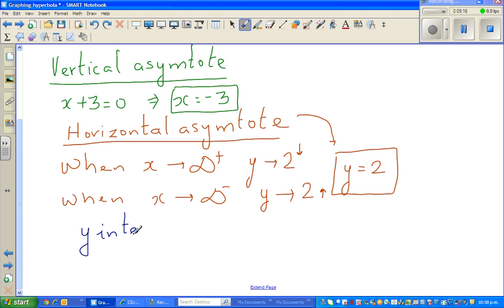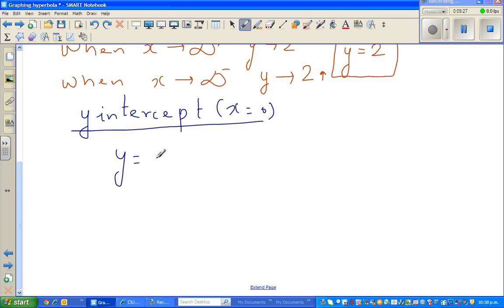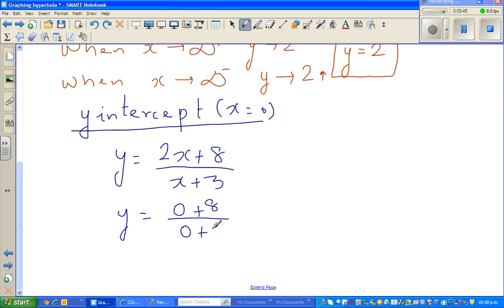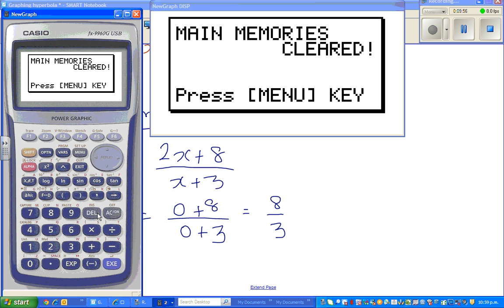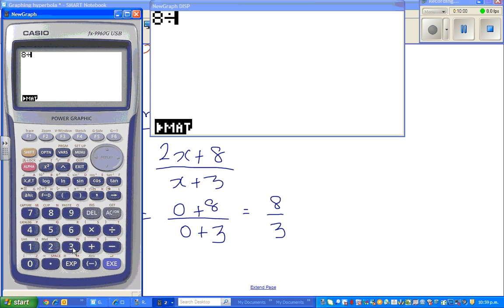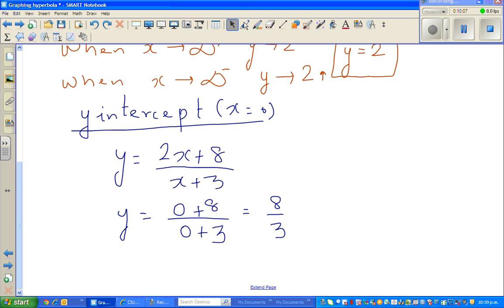You know that the y-intercept is when x is equal to 0. So let me write the equation again. y is equal to (2x + 8) over (x + 3). When x is equal to 0, this is 2 times 0, which is 0, plus 8 over 0 plus 3, which is 8 divided by 3. So this is about 2 point something. Let me use my calculator: menu, run, 8 divided by 3. It's 2 2/3.